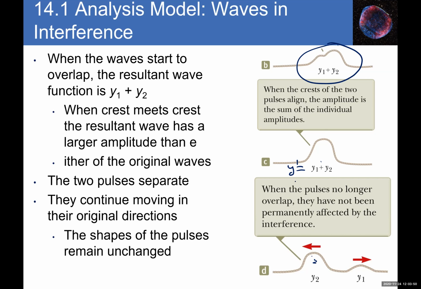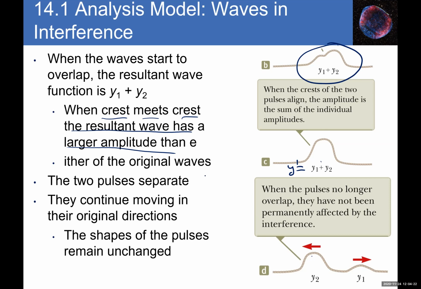When the waves overlap, whether crests or troughs, whenever they occupy the same space and same time, a new wave is generated. The amplitude of the new wave depends on the amplitudes of the original waves. So when crest meets crest, the resultant wave has a larger amplitude than either of the original waves.